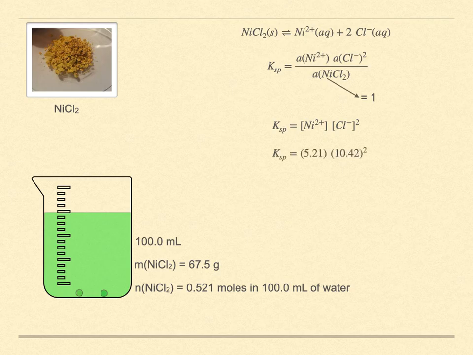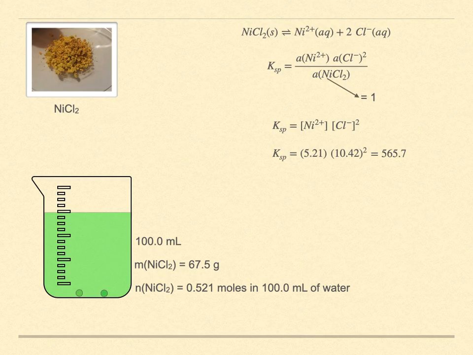There's 5.21 moles per liter of nickel 2+ that has dissolved at equilibrium, and by the stoichiometry, 10.42 moles per liter of chloride ion is also dissolved. Plug those into the equation to find the value for Ksp. It's 565.7. There's no units, remember, everything's divided by its reference state.